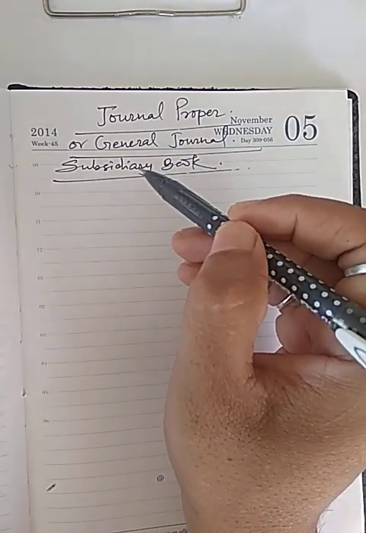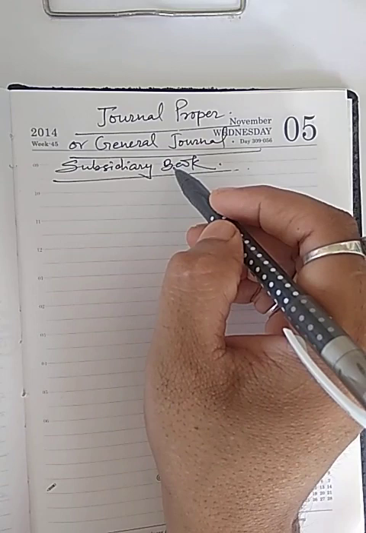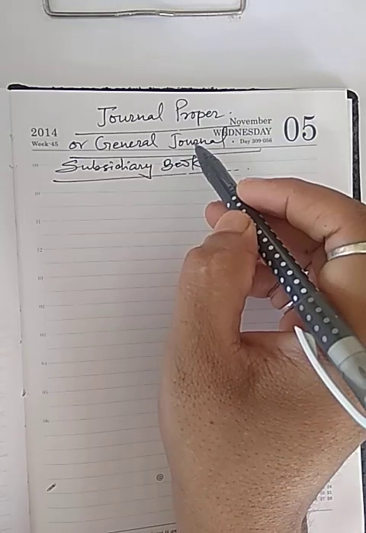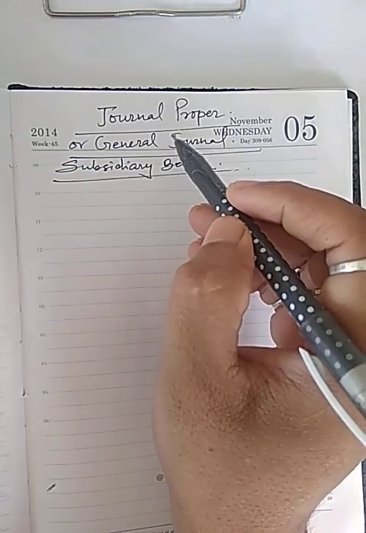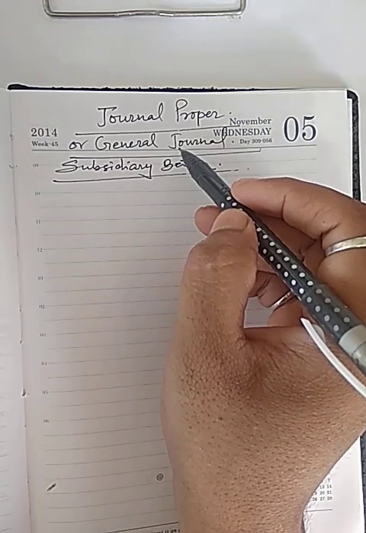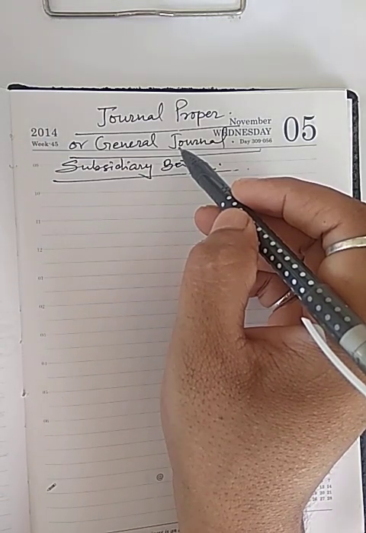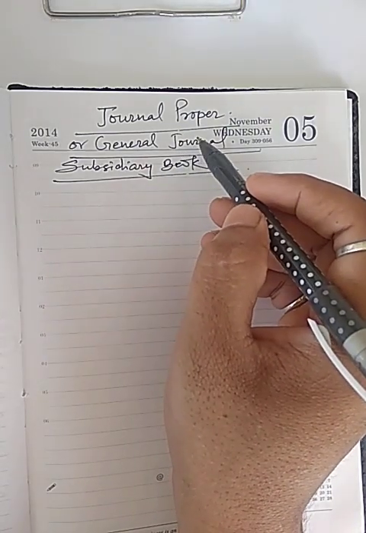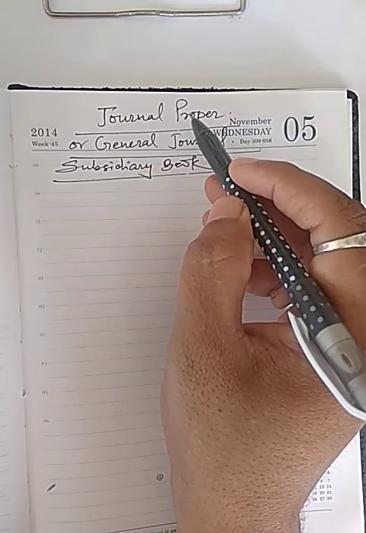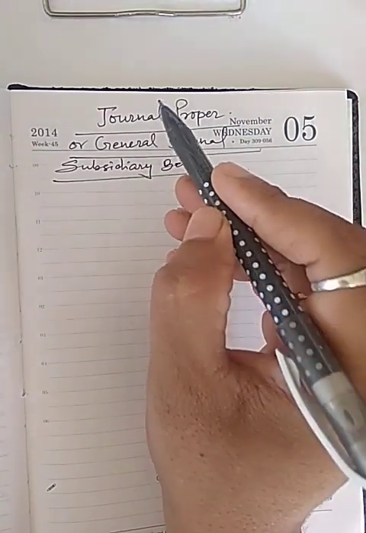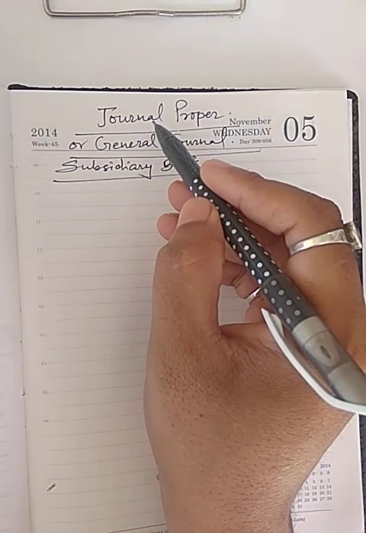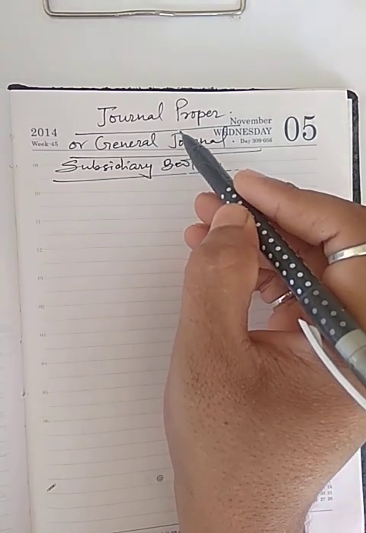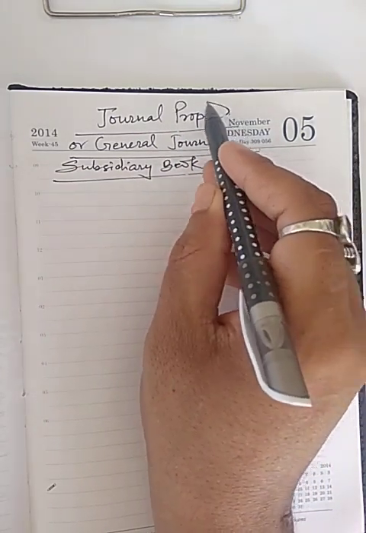So after the subdivision of journal into various subsidiary books, journal remains only a residuary book in which only those transactions are recorded which cannot be recorded in any other subsidiary book. Any other subsidiary book means here purchase book, sales book, purchase return book and sales return book. In such a case, journal is called journal proper.